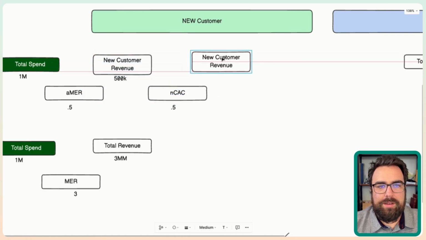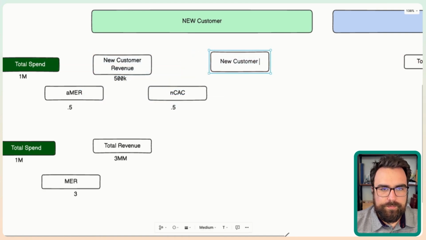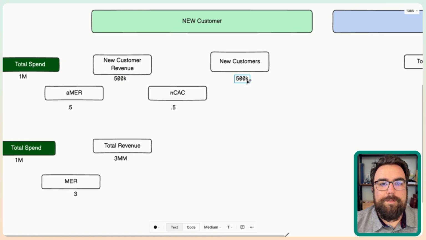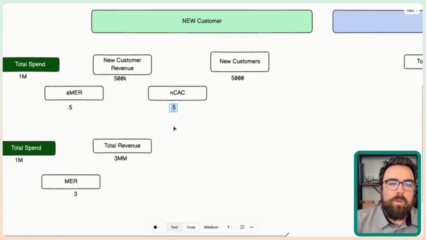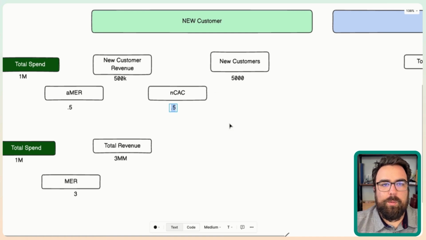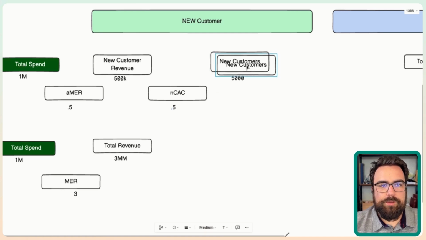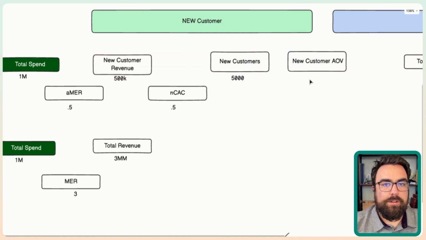Now let's break this out and say our new customer total. Let's say on average, the average customer is worth $100. So that would be 5,000 customers. So 5,000, divided into 500,000. 500,000 divided by 5,000 will put you at $100, right? So $100 AOV. So here again, we're going to build this out. That is going to be $100.